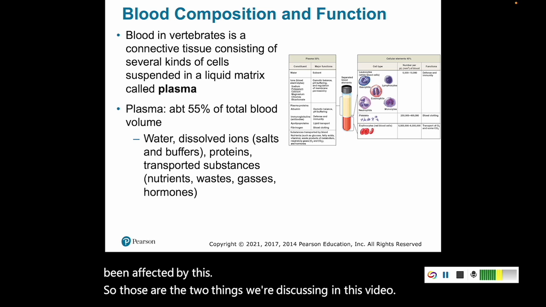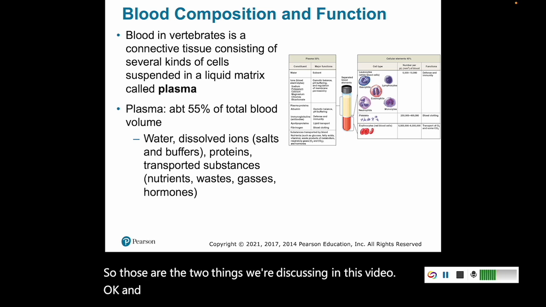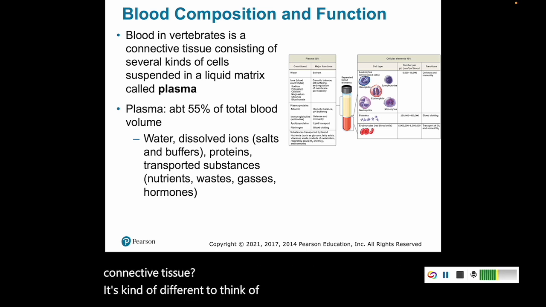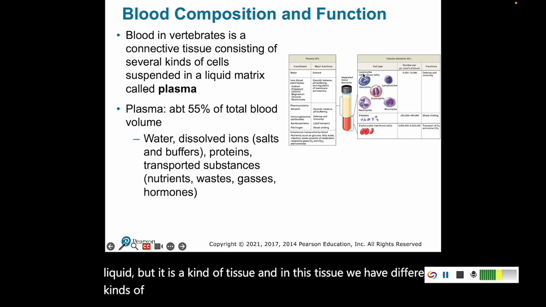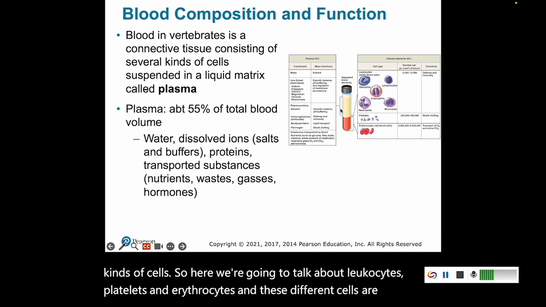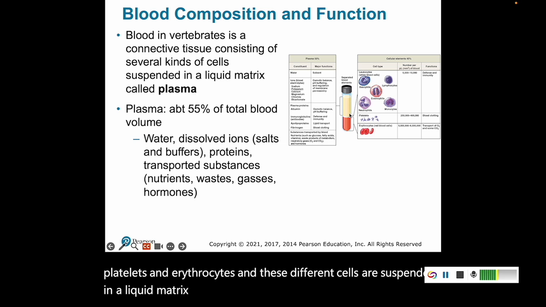In a vertebrate, blood is considered a kind of connective tissue. It's kind of different to think of blood as a tissue because it is a liquid, but it is a kind of tissue. And in this tissue, we have different kinds of cells. Here we're going to talk about leukocytes, platelets, and erythrocytes. These different cells are suspended in a liquid matrix, and this liquid is called plasma.